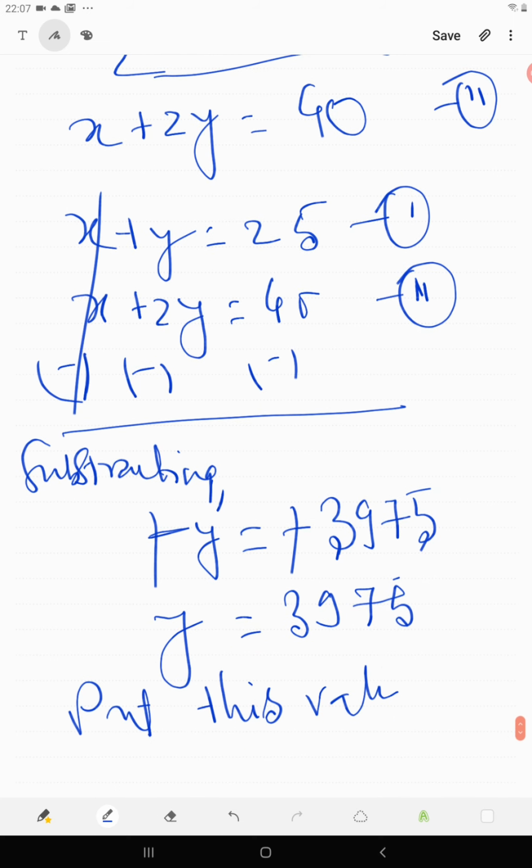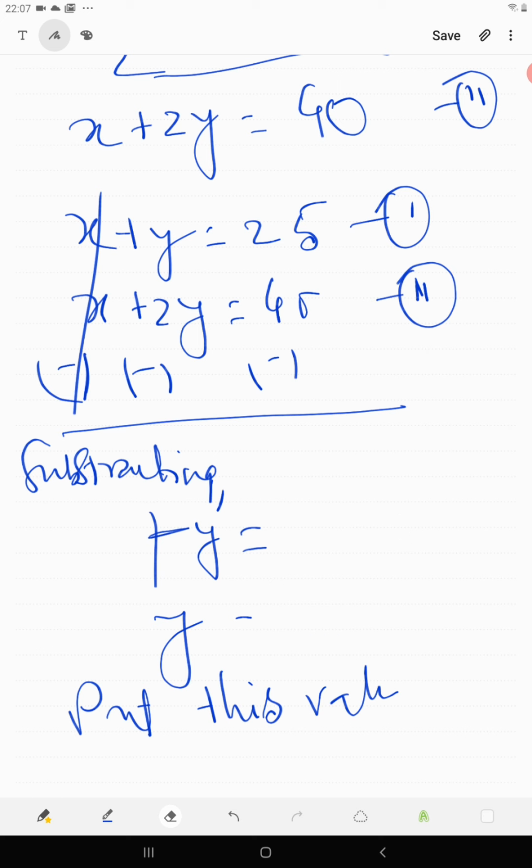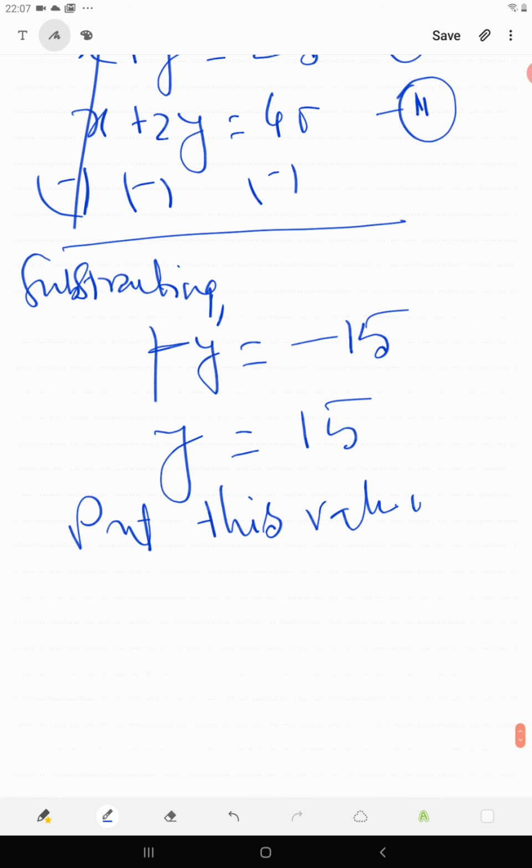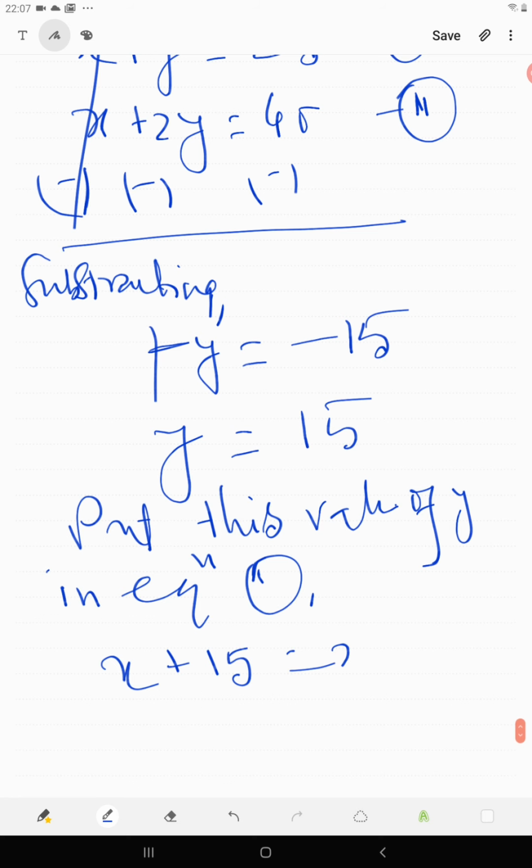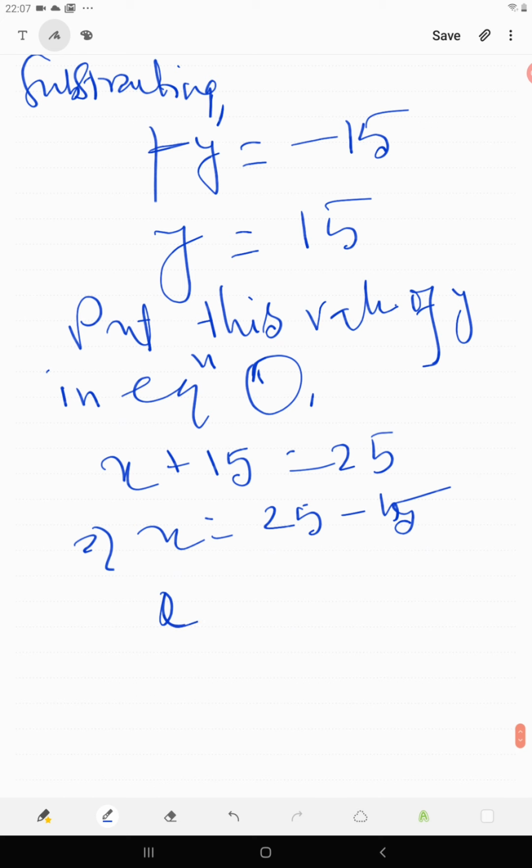So 25 minus 40 will give you minus 15. So y equals 15. Now put this value of y in equation 1. So what will you get? x plus 15 equals 25. So x equals 25 minus 15. So you got x equals 10.